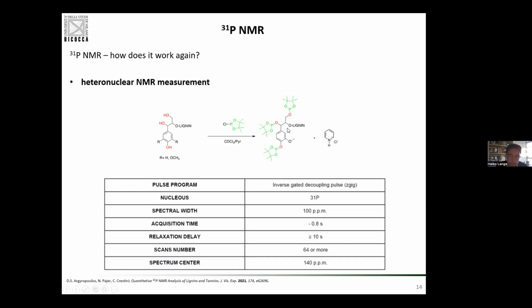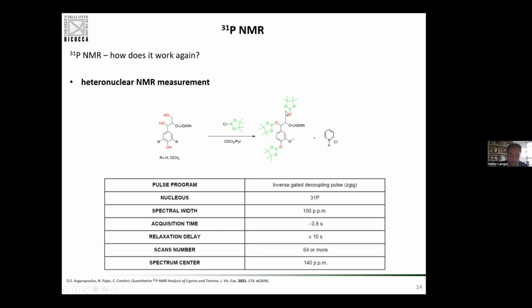Once I have phosphorylated all the OH groups, I end up with a structure where I didn't touch the carbon structure of my lignin. I just manipulated the OH groups, and I create, for each of the different types of OH groups, so primary, secondary, aliphatics, and phenolics, and also the acidic OH groups on the carboxylic acids that we might have in the lignin, different environments for the phosphorus atom.